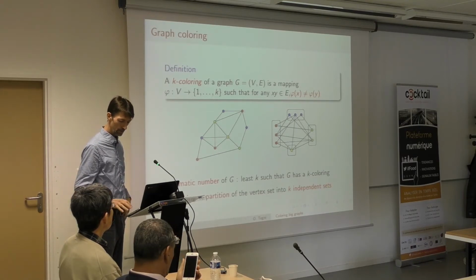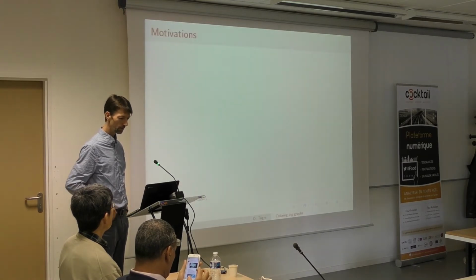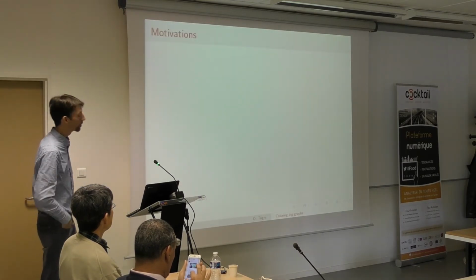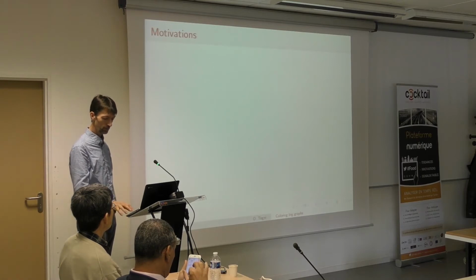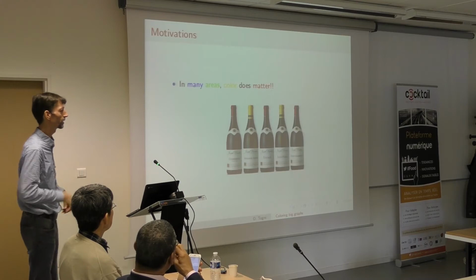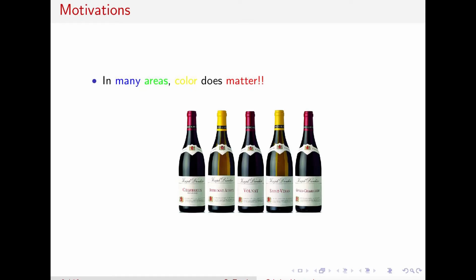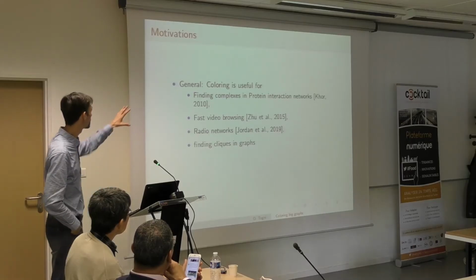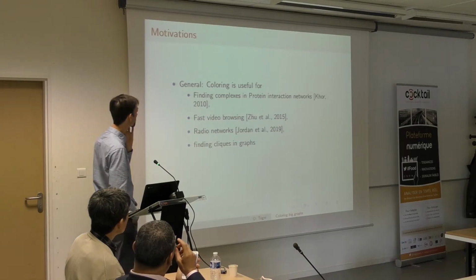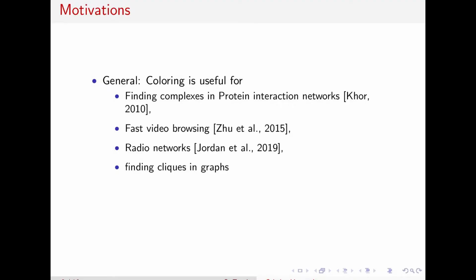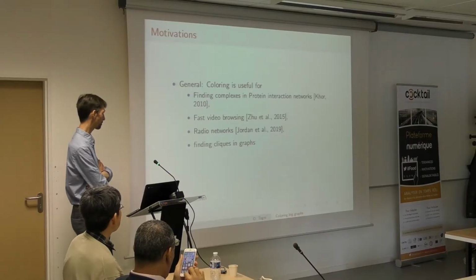There are many applications of graph coloring. I will not recall all of them. Simply say that one motivation can be that color is important in your life. For instance, personally, I prefer red to white, but it's a matter of taste, of course. More seriously, I only put some recent papers that use graph coloring in order to do other things, and for which the graph we have to color can be quite large.